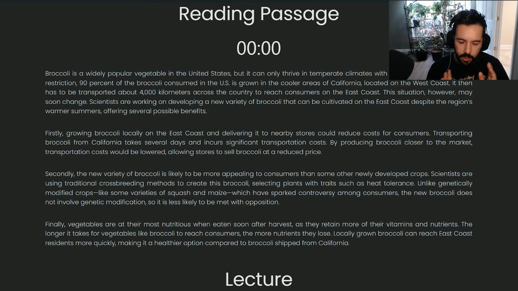So now we have the writer's opinion. We need broccoli. We love broccoli. We cannot grow it. Solution: we need a new type of broccoli that can be grown everywhere. And this new type will have three benefits. One, lowers the cost. Two, people may not hate it, even though it's genetically modified using traditional whatever method, we don't care. And three, this will actually be more healthy because it's fresh and it has more nutrients.